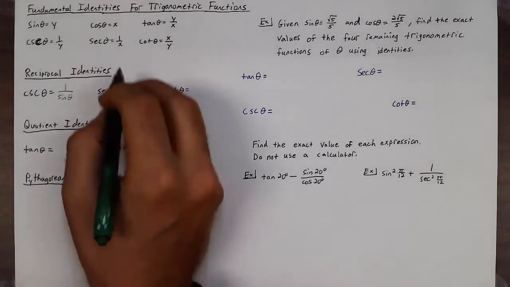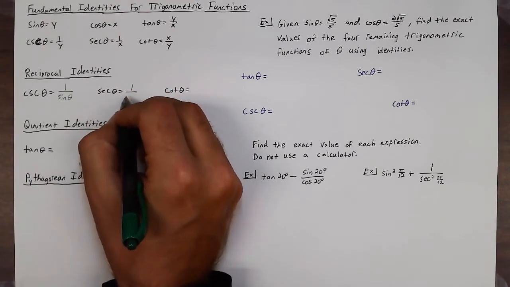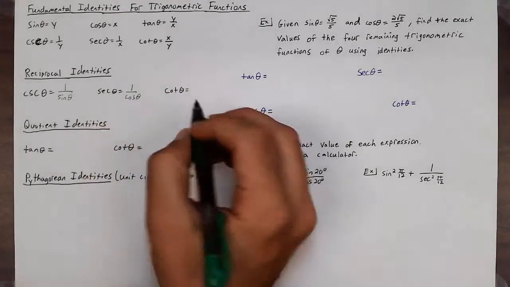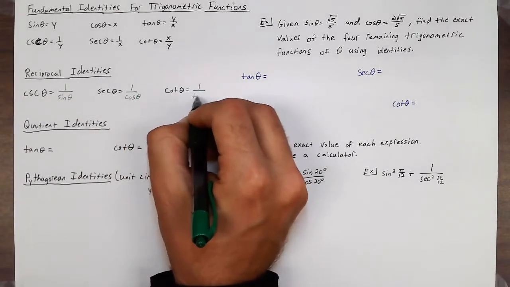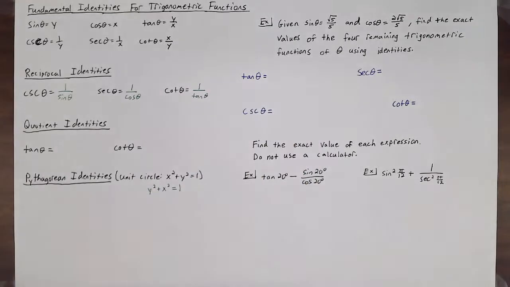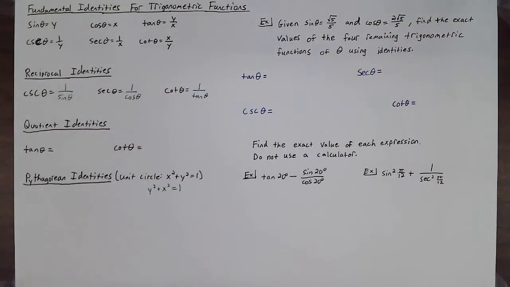Secant of theta, 1 over x, gives me 1 over cosine of theta. And then we also know that cotangent and tangent are reciprocals, so we have cotangent is 1 over tangent of theta.